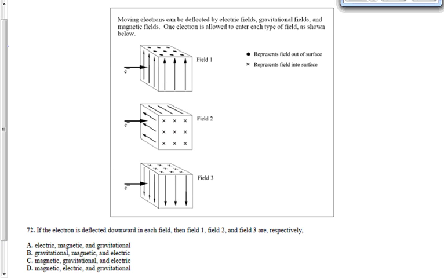The question says, look, we got an electron moving to the right in 3 different fields. There's an electric field, a gravitational field, and a magnetic field. In each case, we want the force to be downward on this electron. We want it to be pushed.